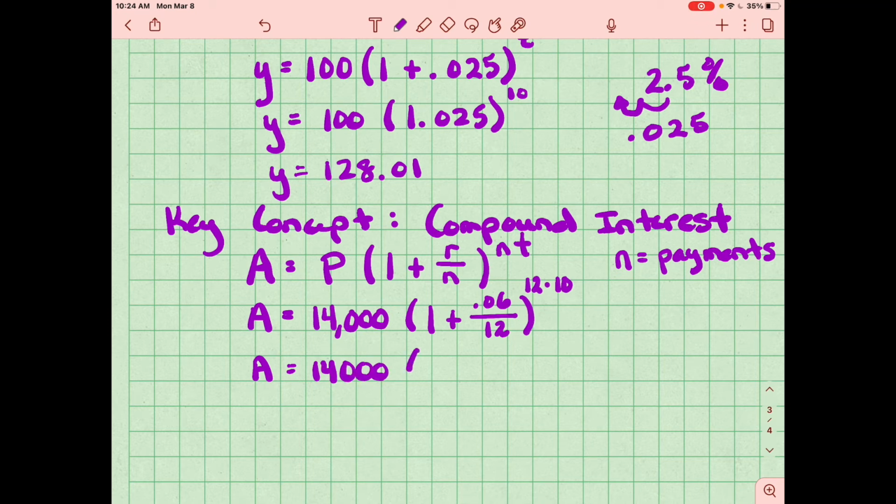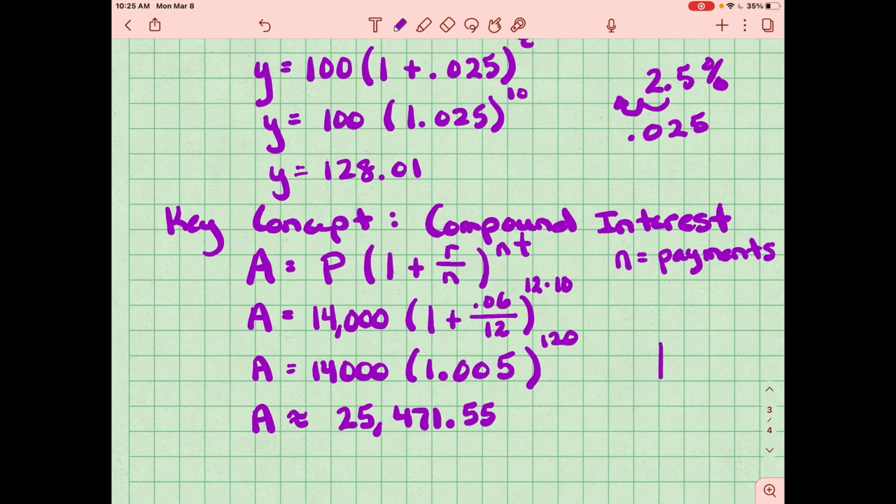that you apply it. If we do 0.06 over 12, we get 0.005 to add on to our 1. And we're going to do this to the 120th power. So we need to do 1.005 to the 120th power, hit enter, and then multiply that times our $14,000. And so what we find out is that the amount we have at the end of that is going to be $25,471.55, rounded, in 10 years. So our investment has grown.